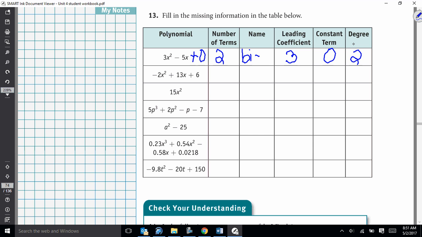All right, so the next one. How many terms do we have? 3. So our leading coefficient is just the number, so -2. What's our constant term? 6. And then our degree, it's squared, so 2.